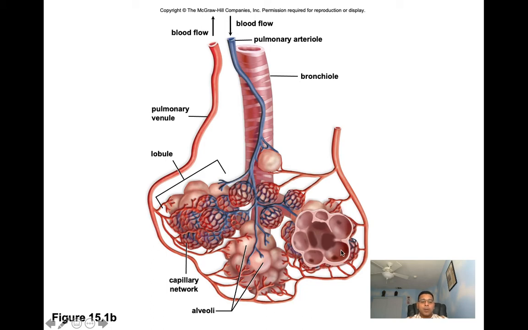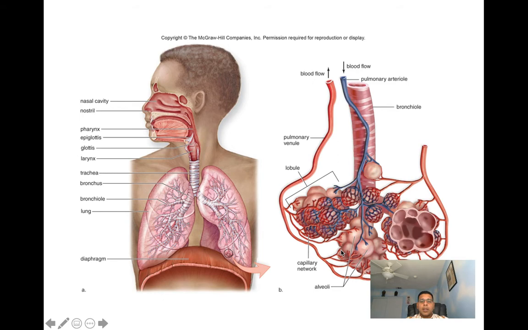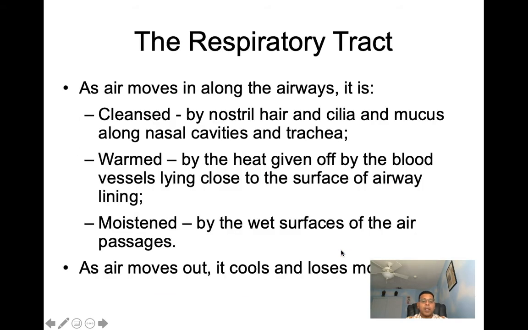Next then, let's move through. Let's see this respiratory tract in greater detail. So again, it starts with the nose and it ends at the lungs. Now, as air moves through the airways, air is going to be cleaned, warmed, and moistened. So here you can see it's going to get cleaned by the nostril hairs and the cilia and the mucus that's going to be found along the nasal cavities and the trachea.